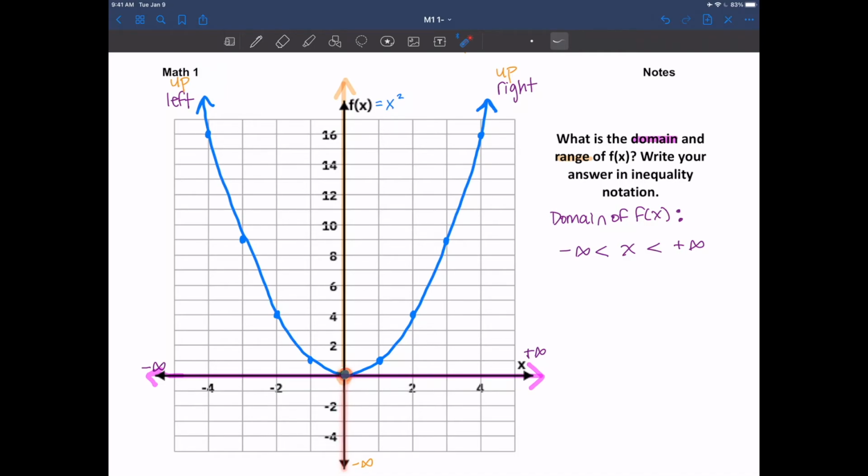I hit 0 first. So the range of f of x is from 0, and because there is a point that exists there, I'm going to say less than or equal to y, and then I'm going to read from here all the way up, and since I have an arrow, I'm actually going to positive infinity. Okay, so remember, never less than or equal to, just less than positive infinity. And that's the domain and range of f of x.